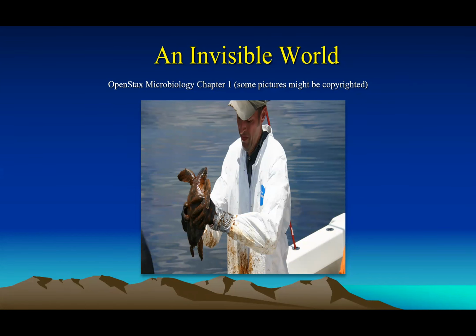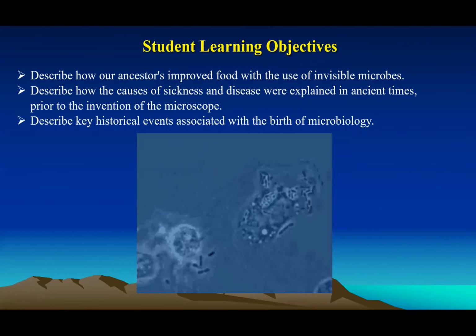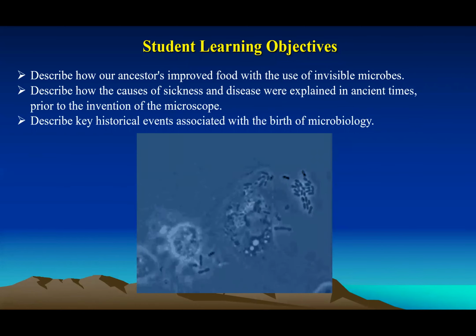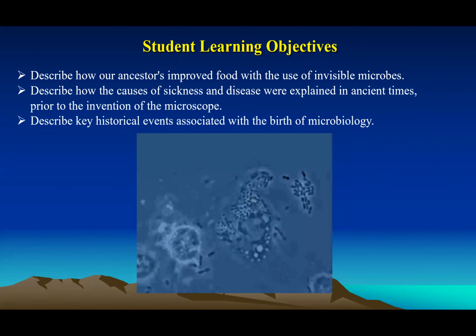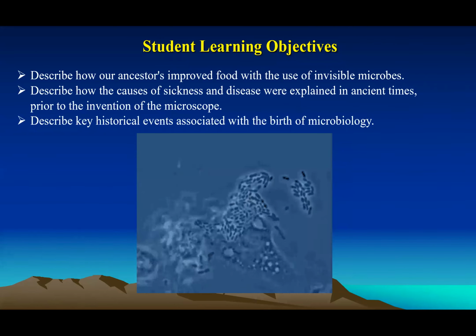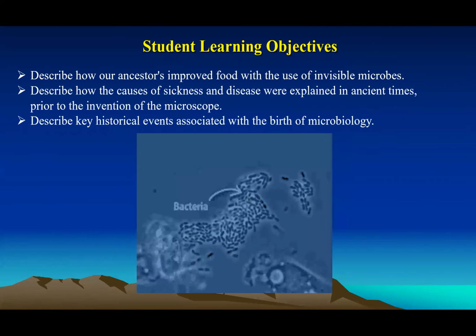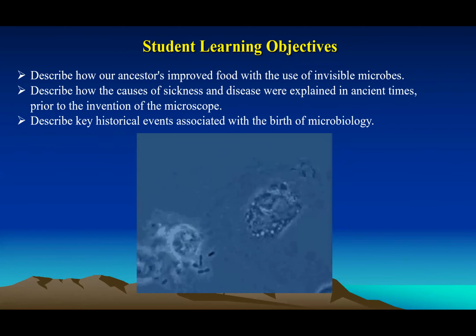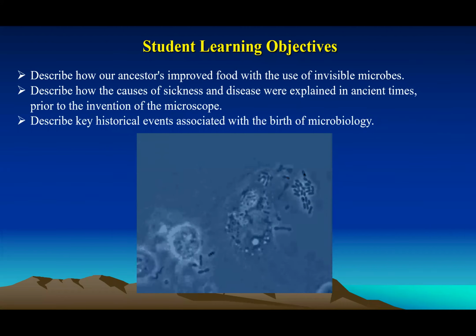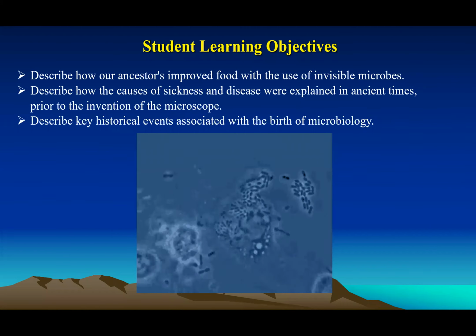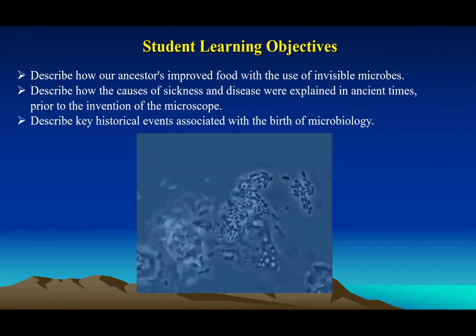Hello, everyone. This is chapter 1 of your microbiology text, An Invisible World. The main student learning objective is to describe how our ancestors improved food with the use of invisible microbes. So fermentation is as old as man himself. So we'll see how our ancestors preserved food.